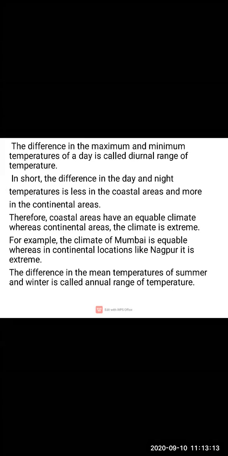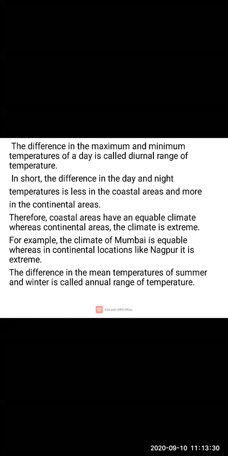Only a day is considered. We are not considering 2-3 days. We are not considering a week. We are considering the difference in the maximum and minimum temperature of one day. That is called the diurnal range of temperature.